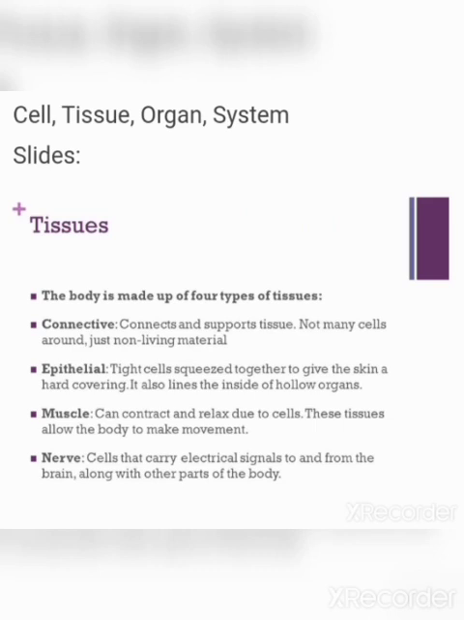So the body is made up of 4 types of tissue. Here you can see connective tissue, epithelial tissue, muscle tissue, nerve tissue, and in your book there are photosynthetic and epidermal tissues also. Here are some examples of tissues from plant and animal. When you talk about the connective tissue, they connect and support the tissue. Not many cells around, just non-living material.